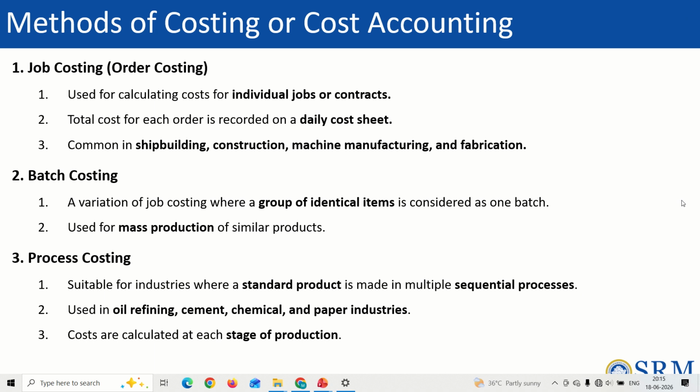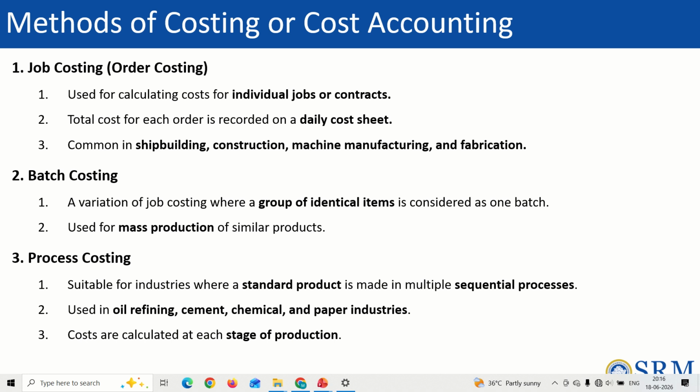Moving on to methods of costing or cost accounting. So different industries require different costing frameworks. Let's look at the primary methods used. First one is job costing. It is used for unique custom contracts where costs are tracked on a daily cost sheet for a specific order. So think of shipbuilding or custom fabrication.